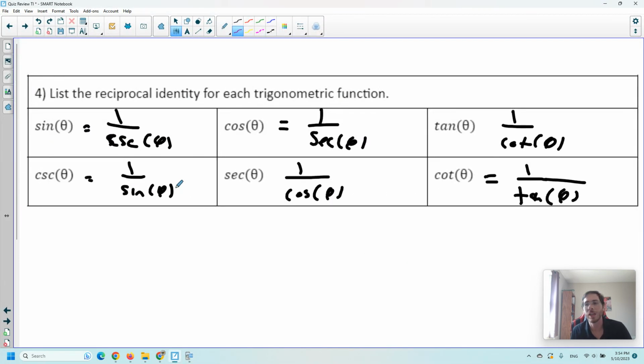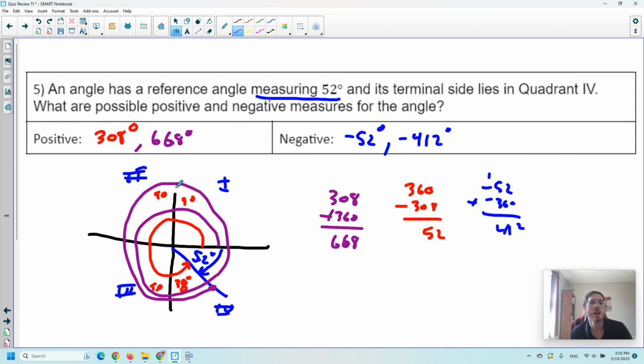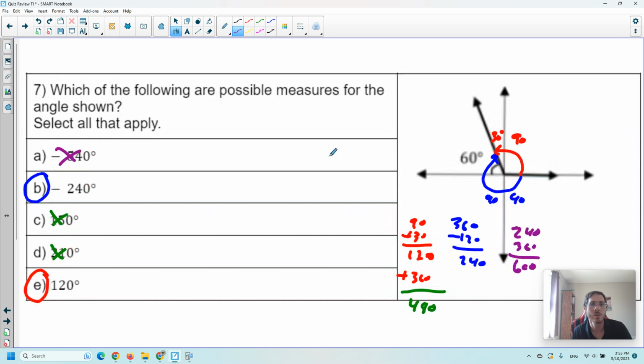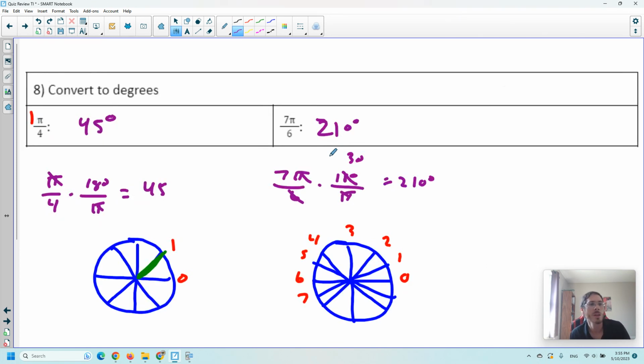For number 4, can't do anything with the calculator. You just gotta know those ones. That's just memorization. For number 5, I guess if we want to use the calculator to add our 360 or subtract 360, that would be useful there. Same deal with number 6. Same deal with number 7. So there, I guess you could use the calculator to do some simple adding and subtracting. I did it all out by hand, but if you prefer the calculator, there's nothing wrong with that.